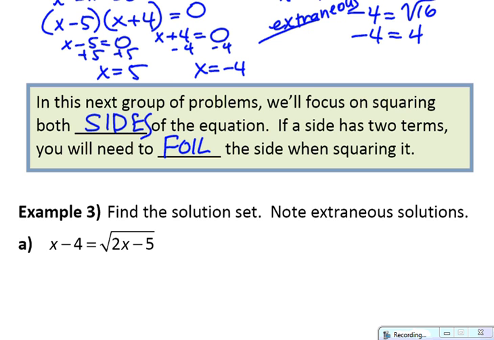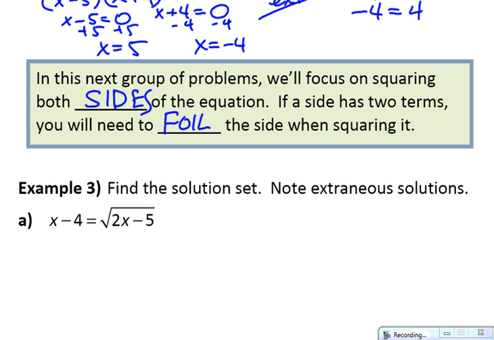All right, so notice on example 3 how my left side over here has got 2 terms to it. So when I square it, I can't just square it and say x squared minus 4 squared. That doesn't work. I've got to square the entire side. So the whole thing as a unit is going to get squared. And then I'm going to square this.